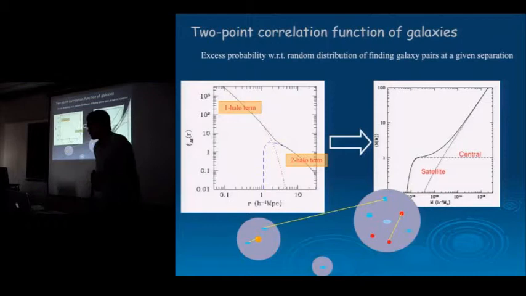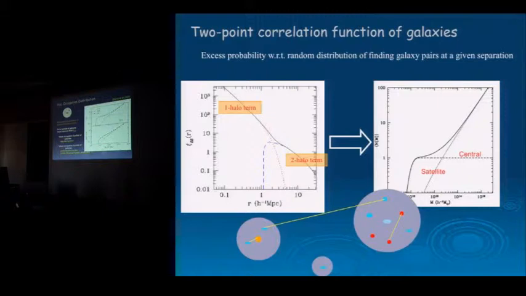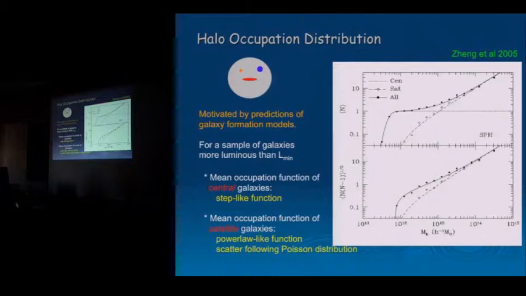So to do that, we need to basically parameterize this HOD. The parameterization of this HOD is basically motivated by predictions of galaxy formation models. If I consider a sample of galaxies above a certain threshold, for example a luminosity threshold or stellar mass threshold, I can divide the galaxies into central galaxies and satellite galaxies.